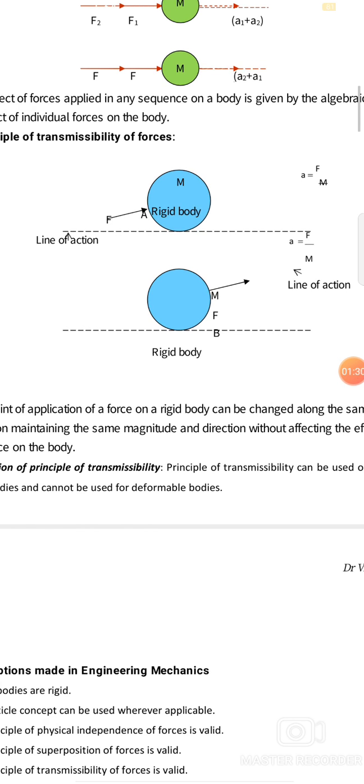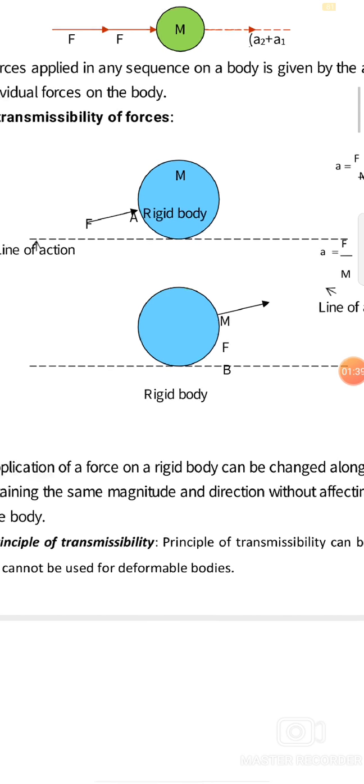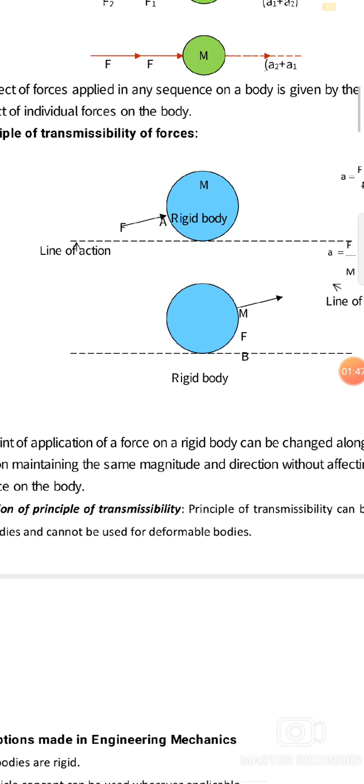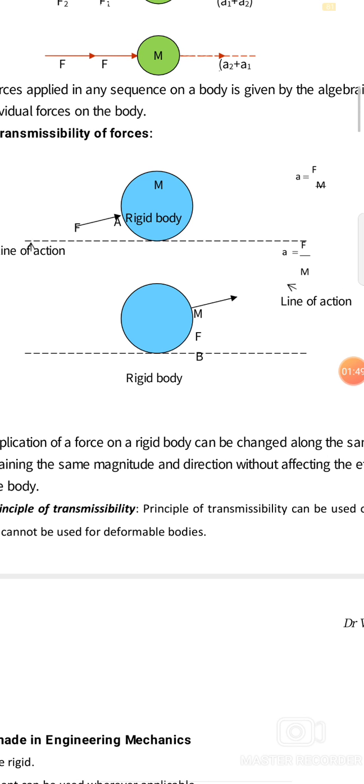If there is a force, there are four important points to be remembered: the point of application, the direction, and the magnitude. We can see here the direction, which is acting from point A, and the force is acting on the sphere. And we can see the line of action, that is from the force where it is acting at A, and M represents the mass of that rigid body.